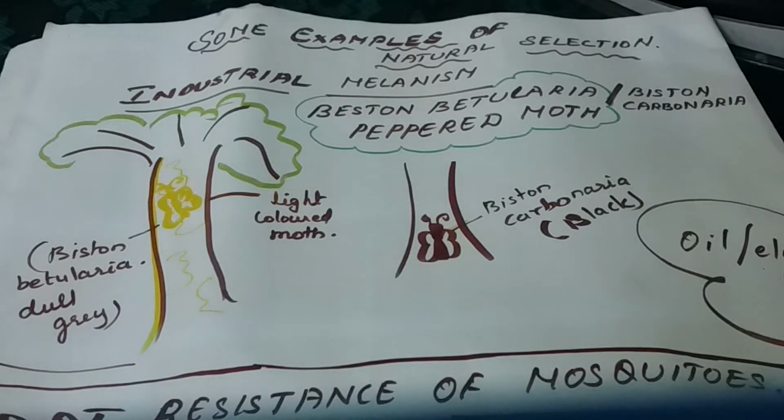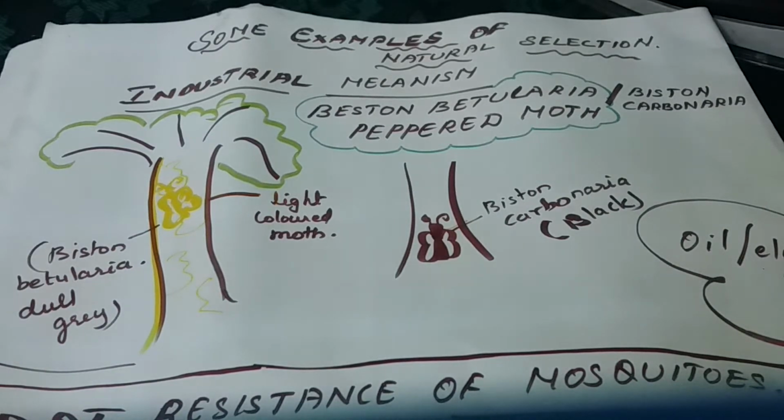Good morning, students. Today we are going to learn about a concept that we already studied, that is the examples of natural selection. What is natural selection? We know that the organism which is well adapted to the environment is selected by nature. Here we are going to study a few examples of natural selection. The very good, very suitable example is industrial melanism.